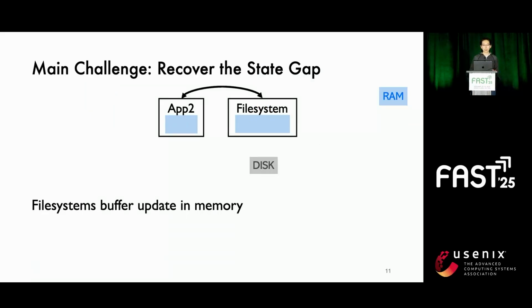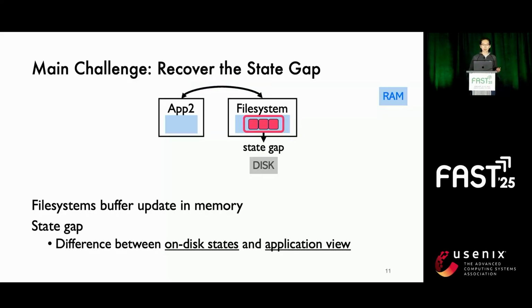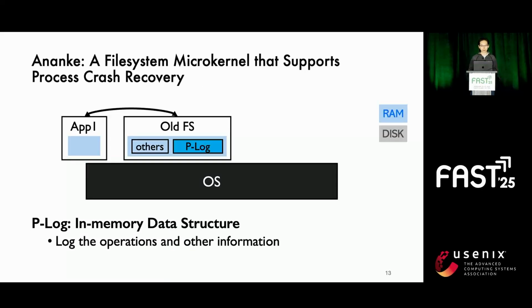The main challenge of process crash recovery is to recover the state gap. Because file system buffers update in memory, there's a state gap between the on-disk state and the application view. In addition, the state gap can be changed erratically by subsequent operations or background behaviors, particularly in a non-sequential order.